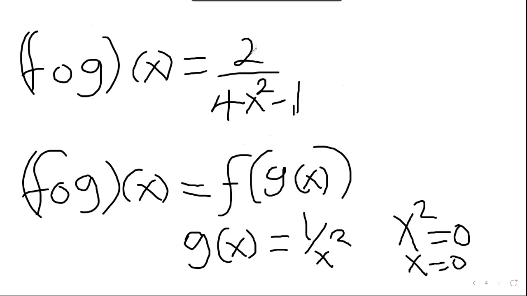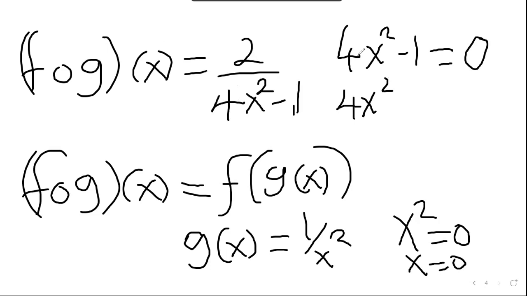So the domain for the entire part is equal to this part. The domain for this part here, which is equal to 2 over 4x squared minus 1, is simply that the bottom part should not be equal to 0. So meaning that we are going to say 4x squared minus 1 should not be equal to 0. So now let's find the value which is going to make it equal to 0 and factor it out. So we're going to say 4x squared equals 1. x squared equals 1 over 4.